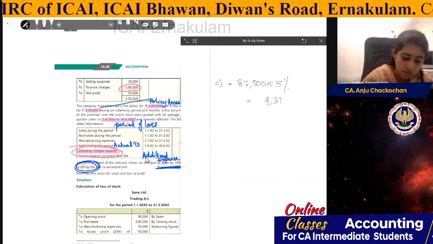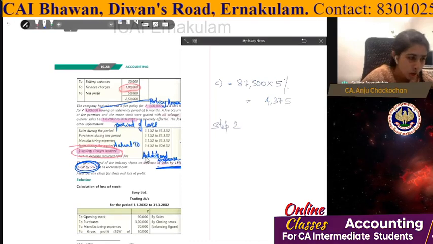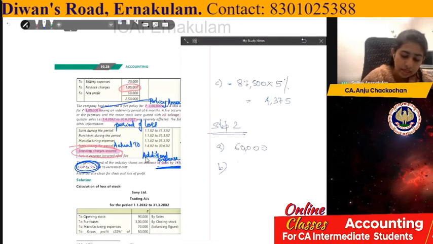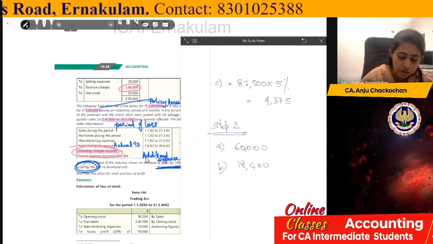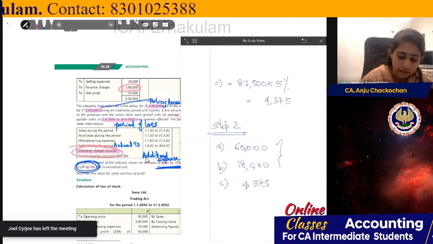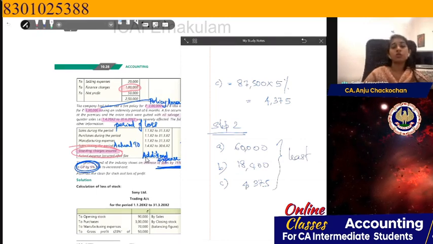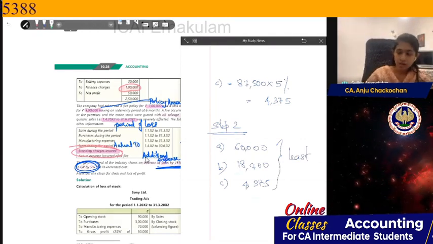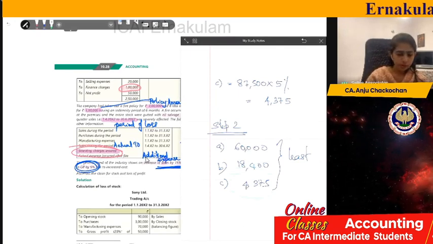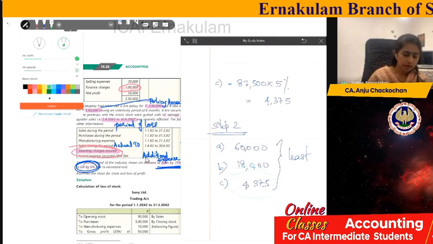Okay. So to sum up step two, we have three figures in the picture. One is 60,000, the other one is 18,400, and the next one is 4,375, of which you will be taking the least. So which is the one that you will be coming up with? 4,375 will be the answer which we come up with. Okay, so this is step two. So just compute this, everyone.